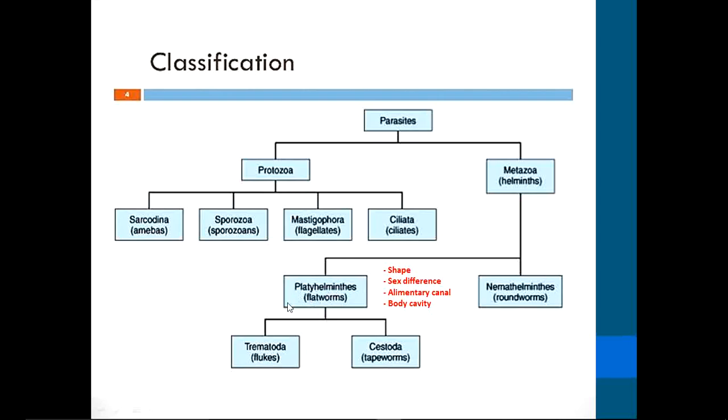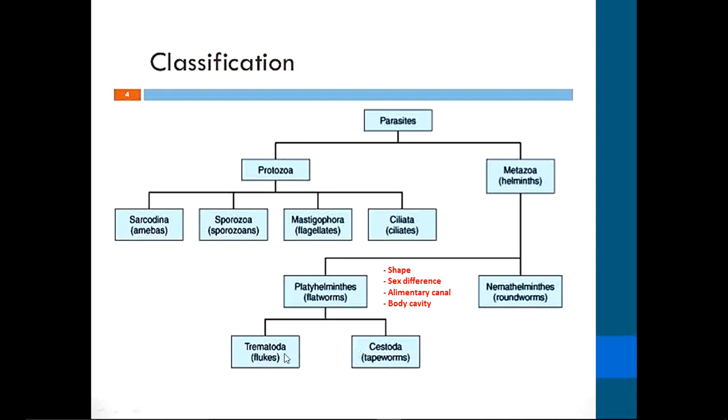These Platyhelminths are further divided into two classes, class Trematoda and class Cestoda. Again, we are going to see the differences on the basis of shape, sex difference, and alimentary canal. Please remember, body cavity is absent in both of these classes. In case of class Cestoda, they are tape-like and segmented, whereas the trematodes are leaf-like and unsegmented. Sexes are not separate in case of Cestoda, that is to say they are hermaphrodite.